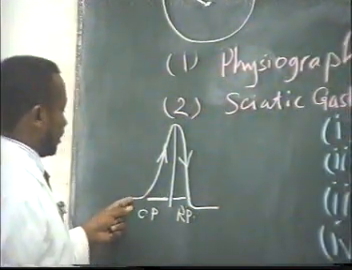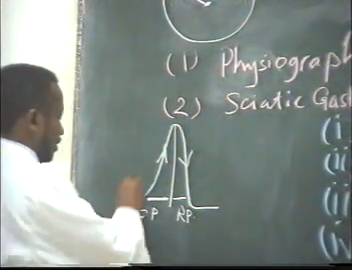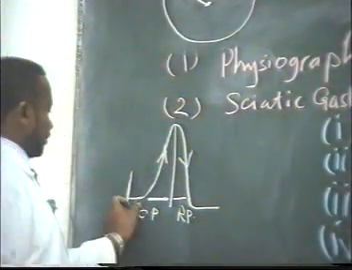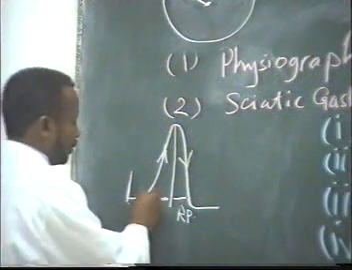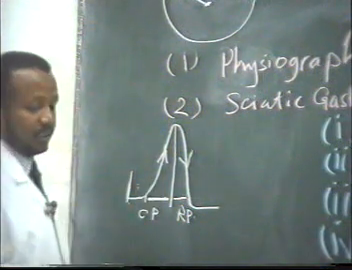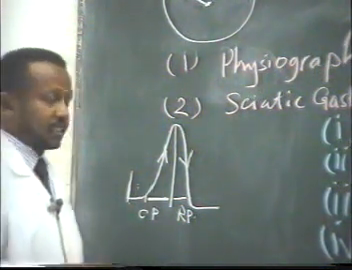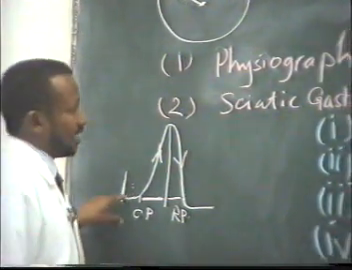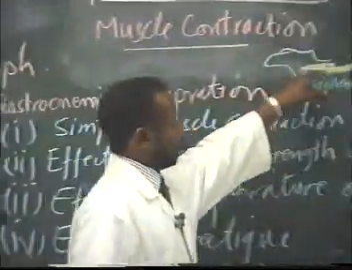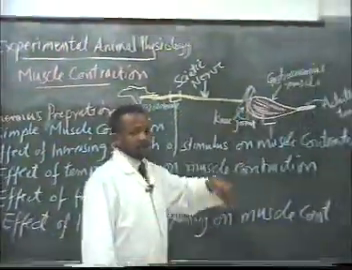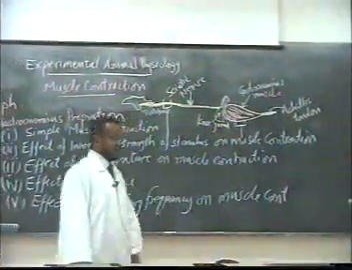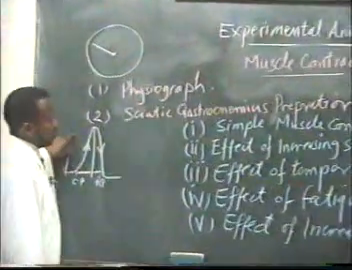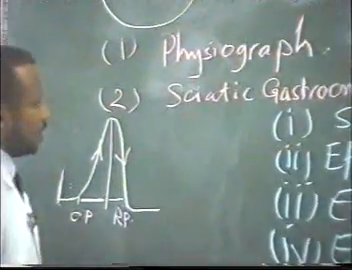Usually when we apply the stimulus, the contraction will not start immediately. There is a time, known as the latent period. It's the time taken by the chemical reactions to release the energy for muscle contraction, and also the time taken by the impulse to propagate along the nerve. So this is known as simple muscle contraction.